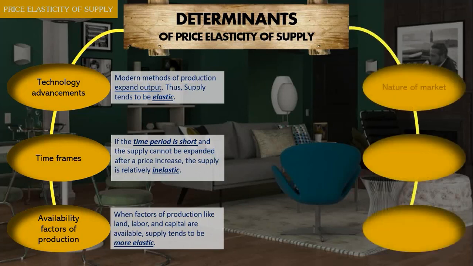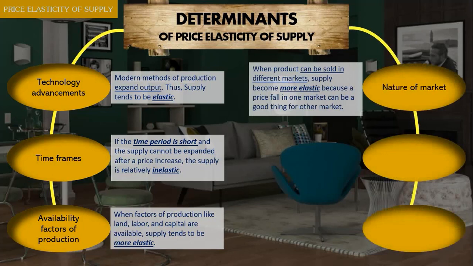Other than that, nature of market. When a product can be sold in different markets, supply becomes more elastic because a price fall in one market can be a good thing for another market. For example, as a supplier of coconuts, if the market price of coconut milk decreases, the supplier still can sell to the producer who produces coconut oil or sugar palm.